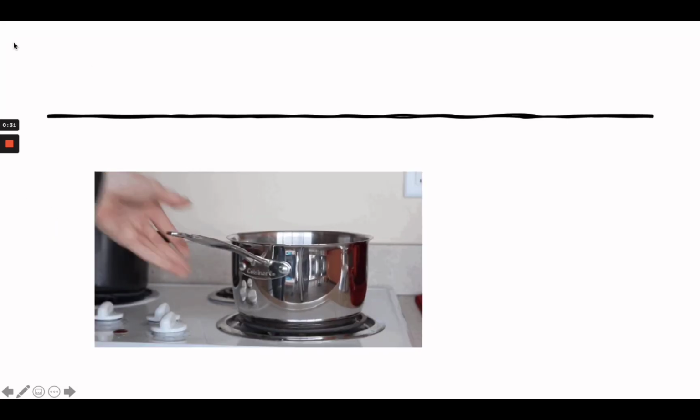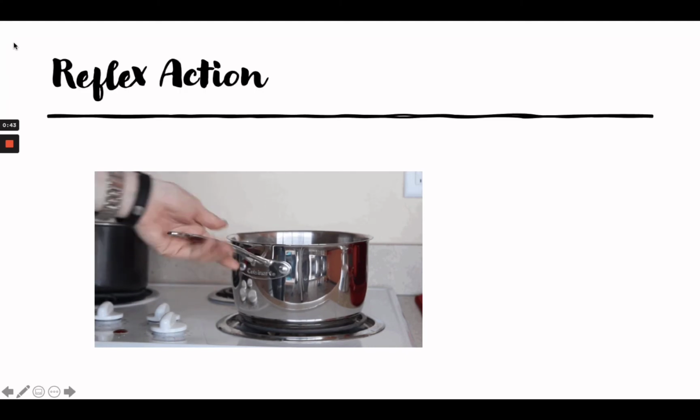Now let's look at this scenario. If you accidentally touch a hot pot on your stove while cooking, you would involuntarily snatch your hand away from the pot. This response is called a reflex action. This is a special ability that evolution gifted us to facilitate our survival.